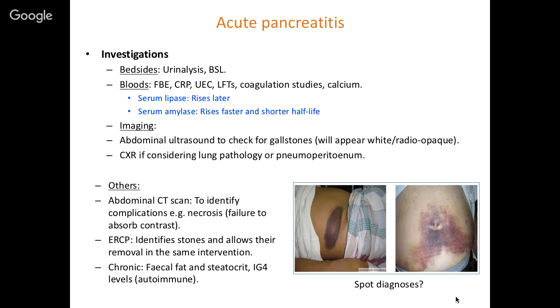A few significant things with serum lipase and serum amylase. Serum amylase generally rises faster and has a shorter half-life, whereas serum lipase generally takes a few days to rise. So if someone's been sitting around at home and then only presents to the emergency department, there might not be much point in doing an amylase because it would have already risen. There are a few other tests there which we'll talk about later, and the spot diagnoses, as discussed before, are Grey Turner's sign on the left and Cullen sign on the right for retroperitoneal hemorrhage.